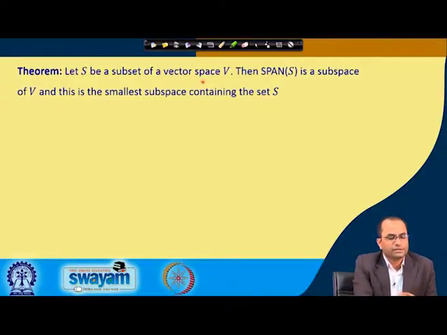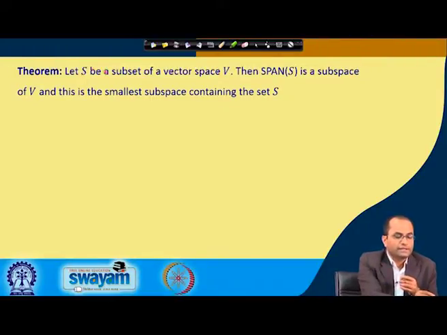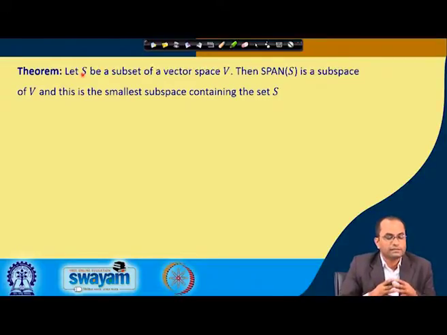So, if S is a subset of a vector space V, then consider span S. What is span S? It is all the linear combinations of the vectors. Span S is a subspace of V. We take a collection of vectors, and the span of these gives you a vector space, a subspace of V, whose elements we have taken from the subset.